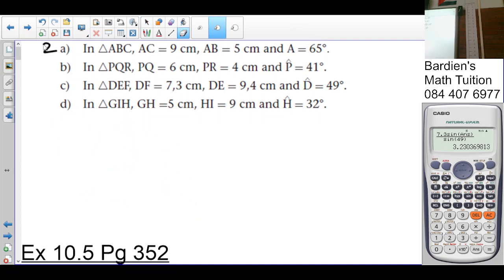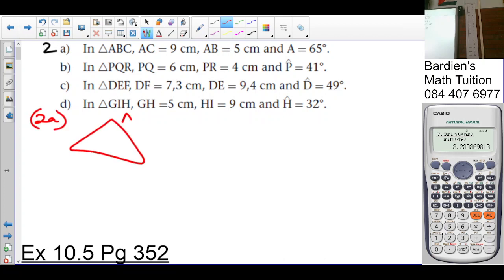So when you want to work a bit faster. Triangle ABC. AC is 9, AB is 5, angle A is 65. What does the question say? Solve the triangle. In other words, you must calculate all the unknown angles and all the unknown sides. So looking at this here, we have two lengths and an included angle. So what can be calculated first? The other side, which is BC.